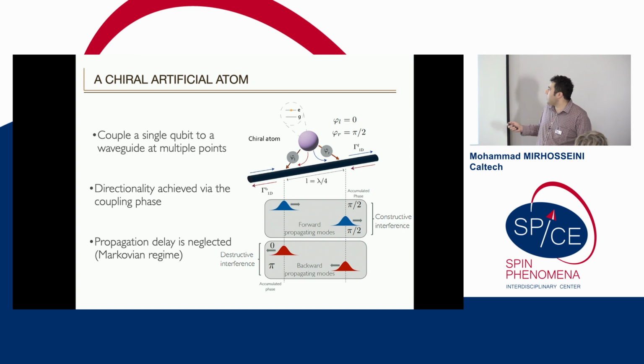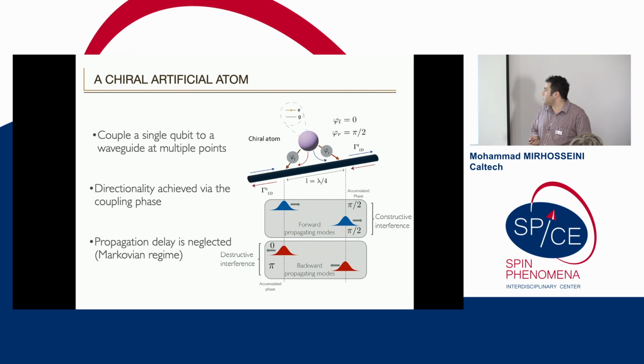If you think about the case where your couplings have some non-trivial phase, shown by these phi L and phi R, by picking these phases properly, for example, you can take the left side arm to have 0 phase and the right arm to have pi over 2, you can get a situation where the emission to the waveguide, the components from these two coupling legs, constructively interferes when going in one direction and destructively interferes when going towards the other one, and that gives you a directional response.